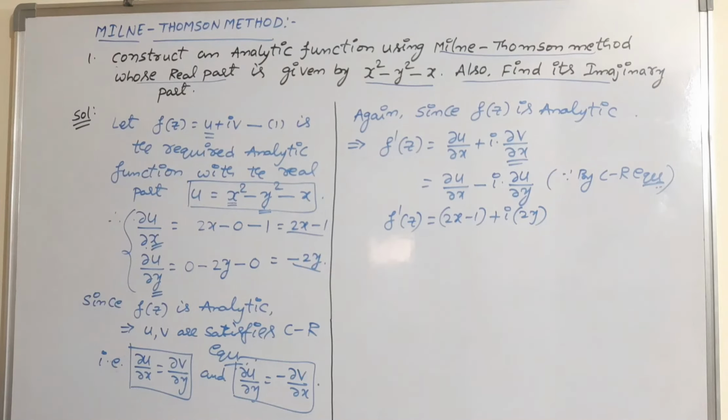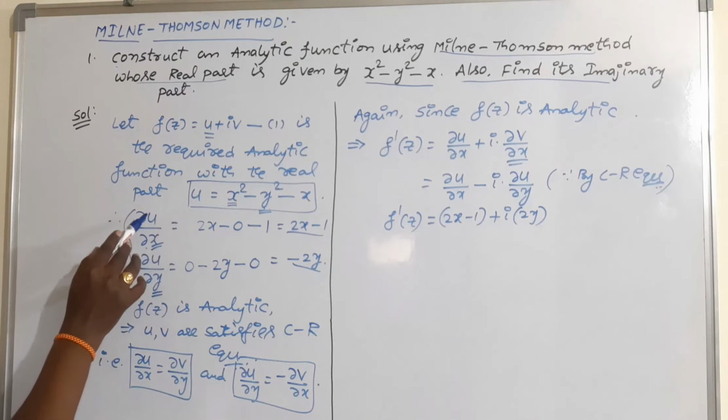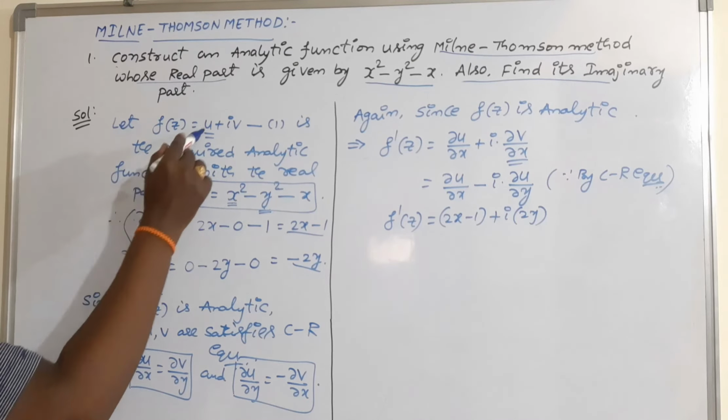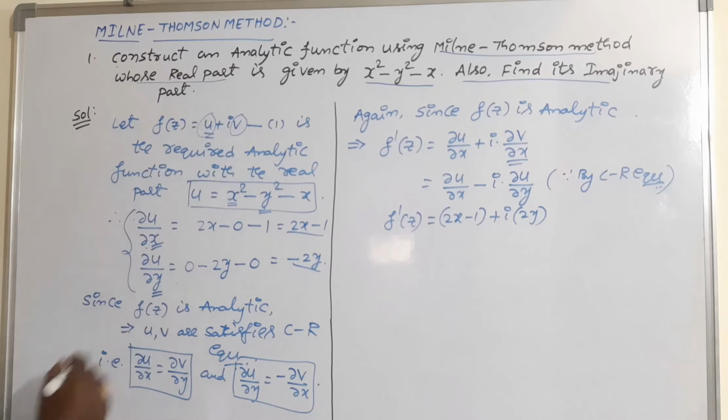So first of all, we have to find the partial differentiation of the given real part u with respect to x and y. Since f of z is analytic, its real and imaginary parts u and v satisfy the CR equations.